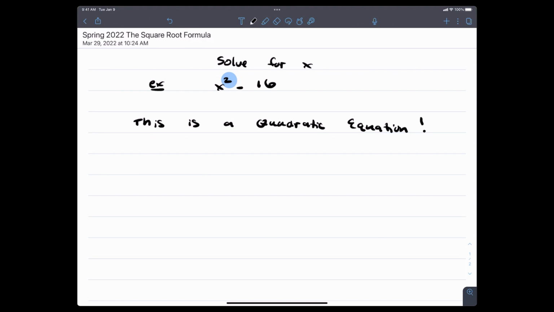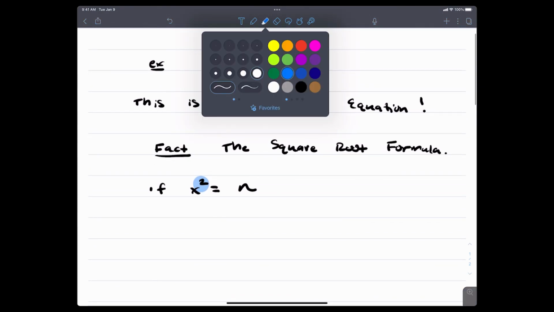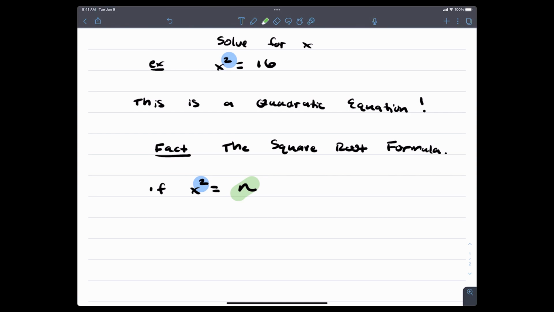So this is what you guys do. Here's what you're going to use. This fact, it's called the square root formula. If x squared equals n, what do you think n stands for? Here's x to the second power, and here's n, a number. That just means number.